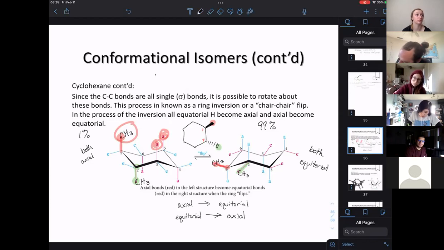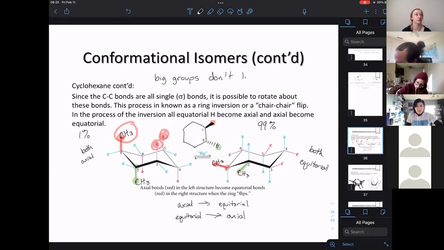So big groups don't like axial. That's the underlying principle here.